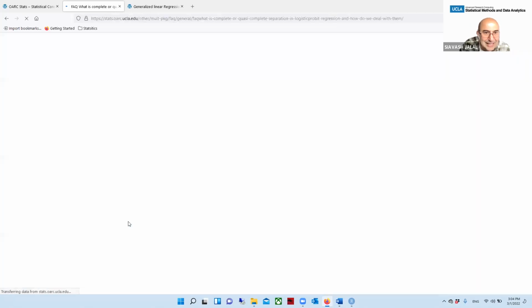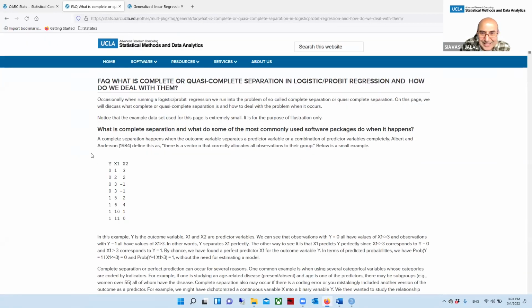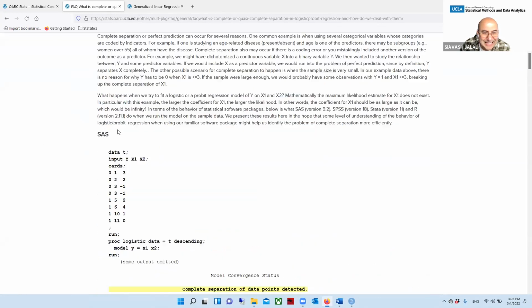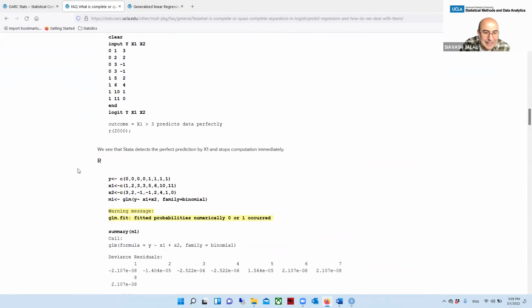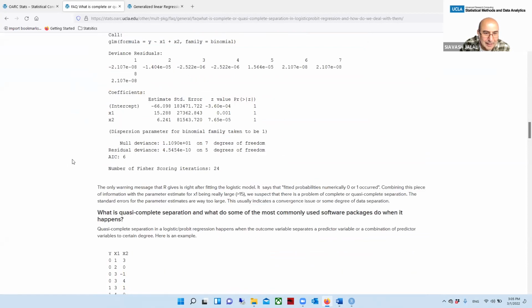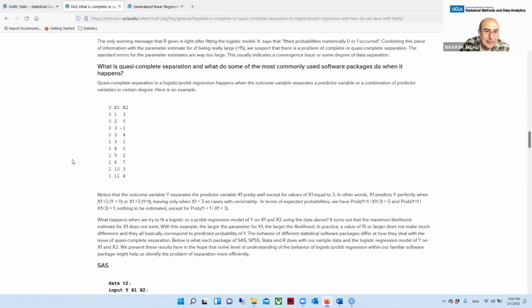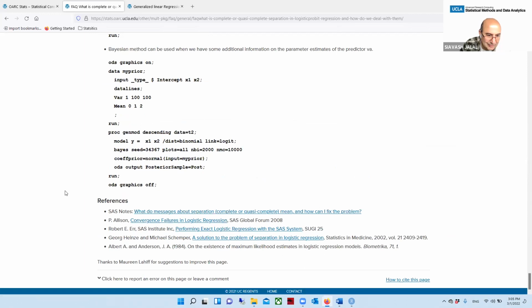So if you click on this link, you go to one of our websites. This page is basically to explain that issue in different software. In R it is there, in SAS, in Stata, and it talks about the problem of quasi or complete separation. You can read that if you like. You see, it's one course in itself.